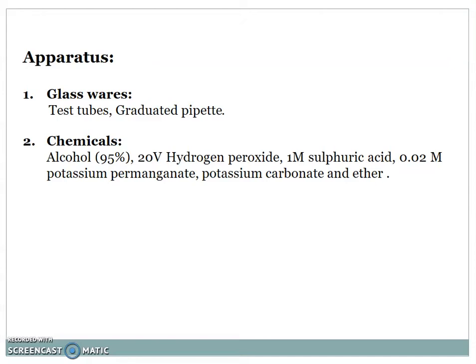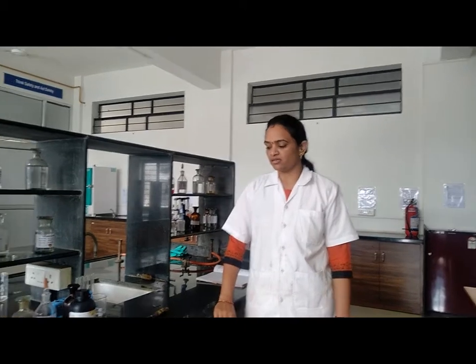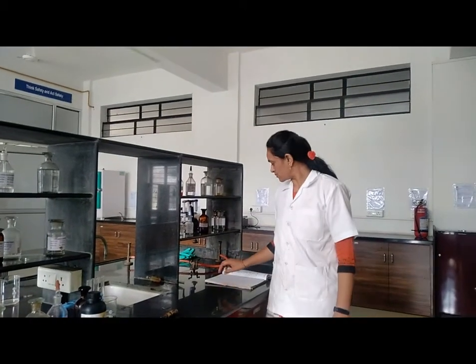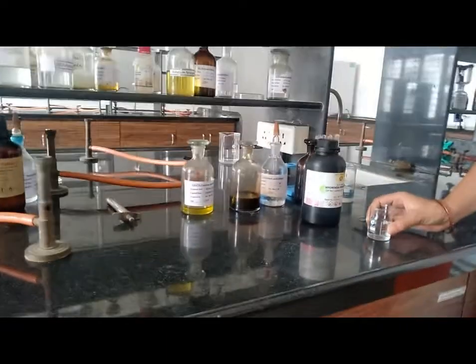So for the actual practical we move towards laboratory. Welcome in Pharmaceutical Chemistry Laboratory. Today we are going to deal with identification test. Today's experiment is to identify the given sample of hydrogen peroxide. This is our experiment number 23. So this is our sample, hydrogen peroxide.